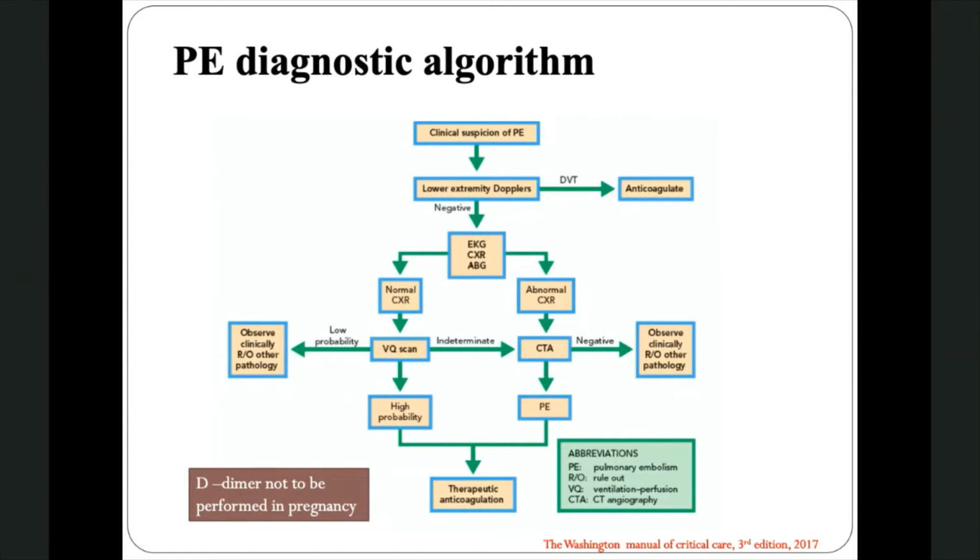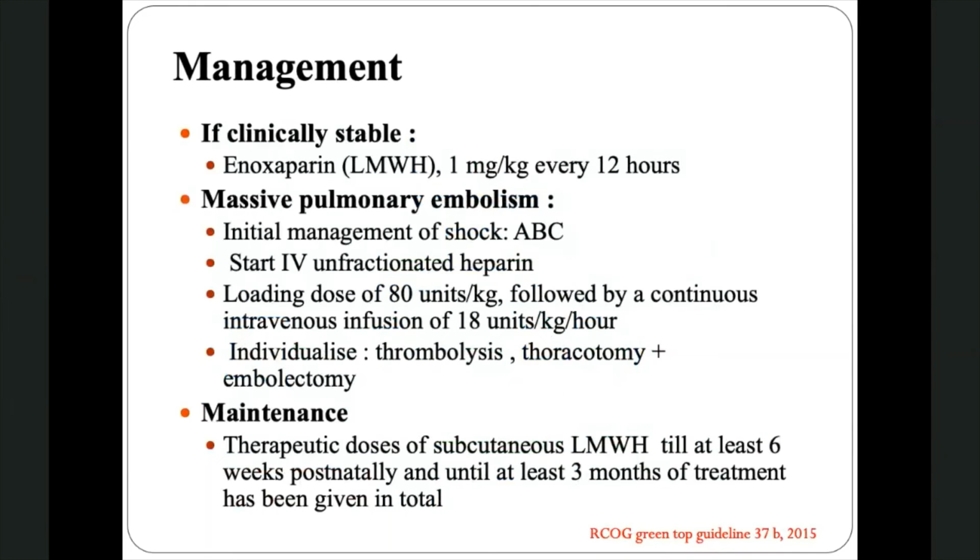If pulmonary embolism is confirmed, a therapeutic dose of anticoagulation needs to be started immediately. So what can be started for that? Low molecular weight heparin, enoxaparin, that we already know, at the dose of 1 milligram per kg every 12 hours. So if a patient is 60 kg, 60 milligram twice a day needs to be started. If there is massive pulmonary embolism, better start IV unfractionated heparin.